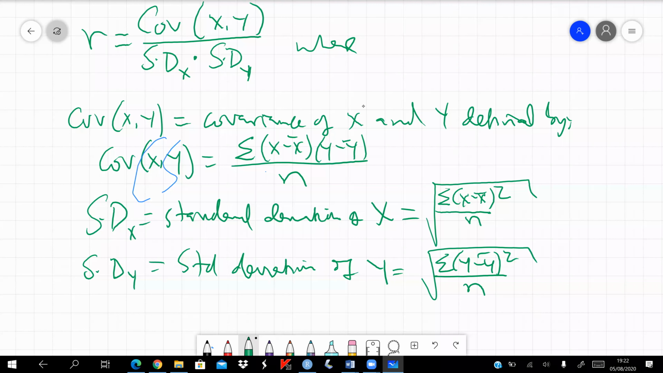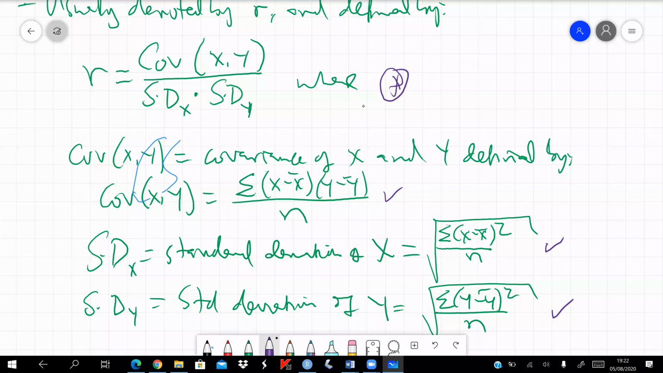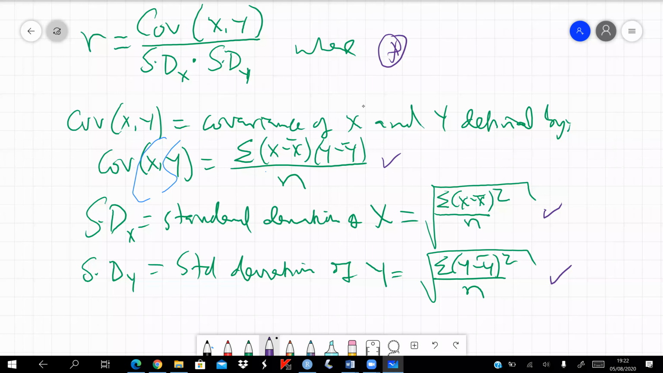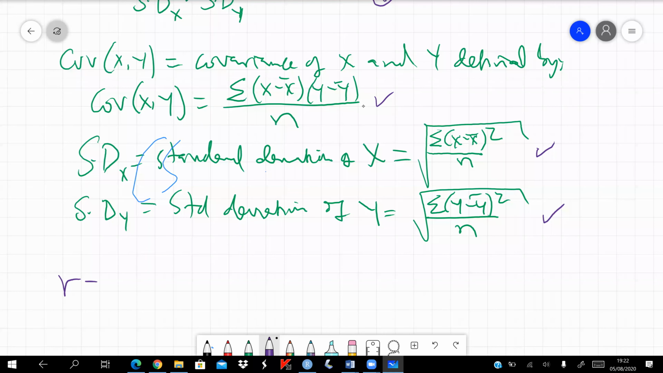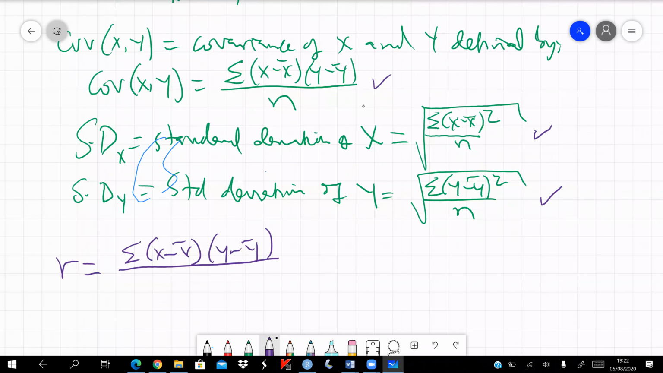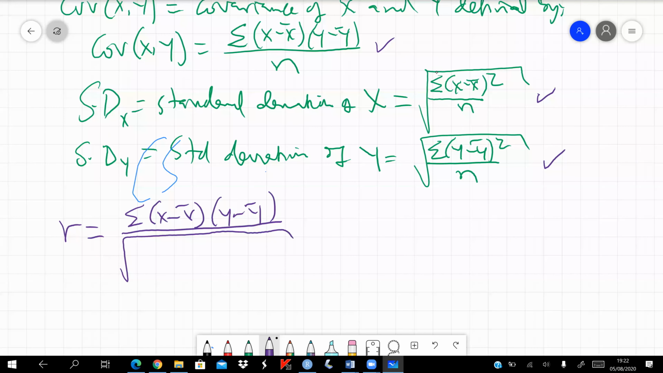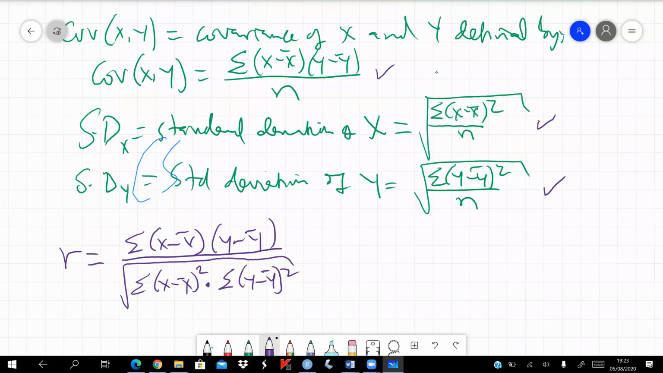So I can now plug in these three items into this formula and get a better version of the same. So I'm going to have r is equal to summation of X minus X bar times Y minus Y bar. If I bring these three up there, then simplify a bit, I'll end up with this formula. This should be easy to see, yeah? X minus X bar squared multiplied by summation of Y minus Y bar squared. You notice that the Ns will cancel.